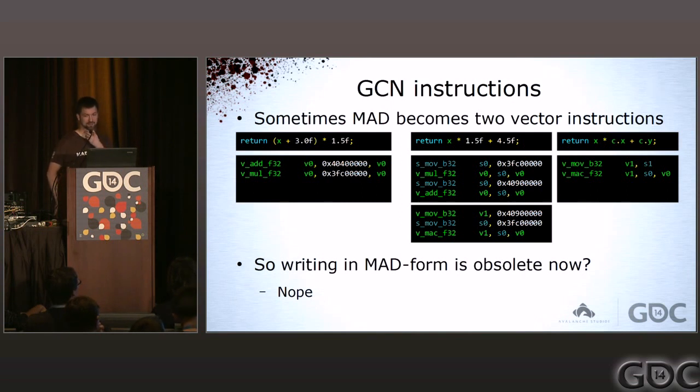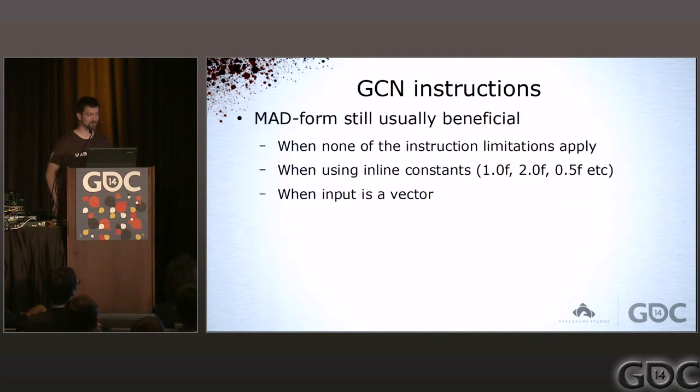So you might think that maybe it's obsolete now to write in multiply and add forms. Well, it's certainly not the case. In most cases, it's still beneficial. But there are these special cases where it doesn't help, and this is useful to keep in mind. However, it's still usually beneficial. When none of these instruction limitations apply, of course, a multiply and add is going to be faster. Or whenever you use any of these inline constants, it's also going to map into a multiply and add. And even if the input is a vector, you're still going to see a benefit from writing multiply and add form.